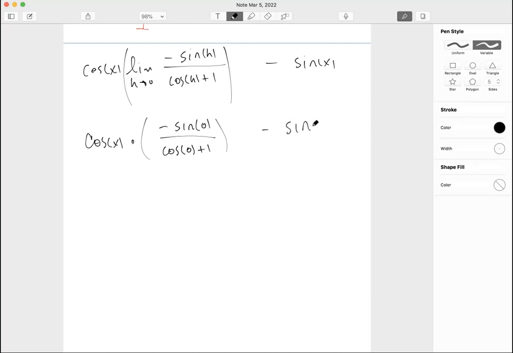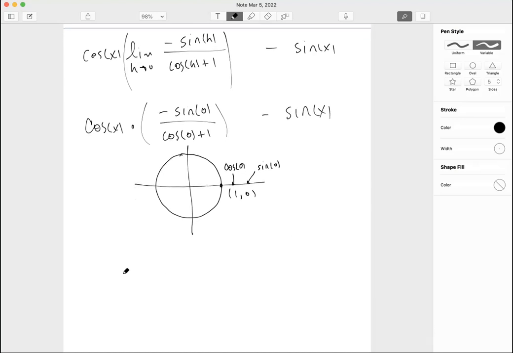Okay, if you ever forget, just draw the circle. So what's this point here? Cosine is x and sine is y. So the cosine of 0 is 1, and the sine of 0 will be 0, but negative 0 is the same thing as 0, right? Right.